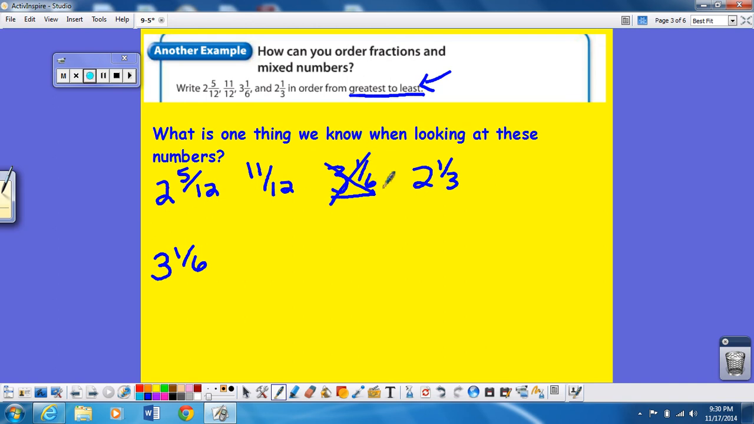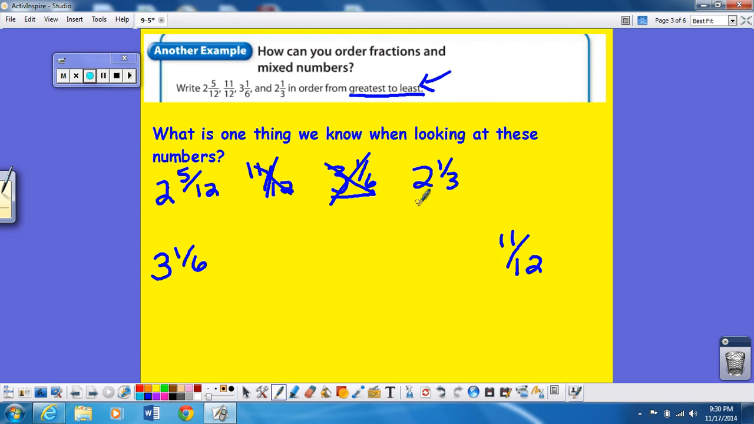So now I've only got 3 numbers left that I need to compare. Now, as far as greatest to least, I can look at these 3 numbers that are left and know that these 2 have whole numbers. This one doesn't have a whole number. This one's not even 1. It's very close, but it's not even 1. So I'm going to go ahead and put that at the end of my line because I know that is my smallest fraction up here.